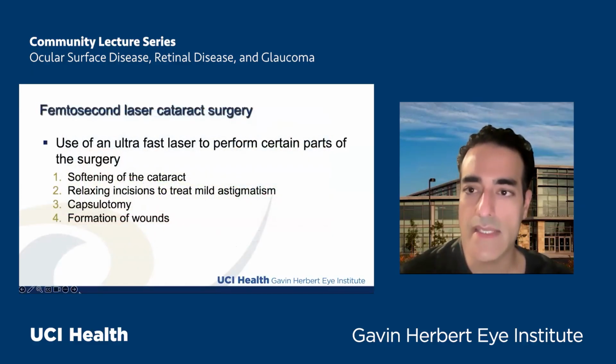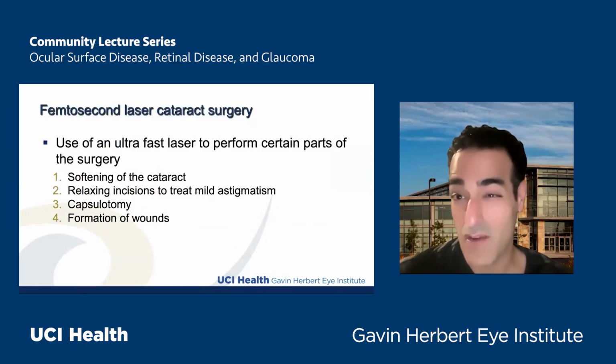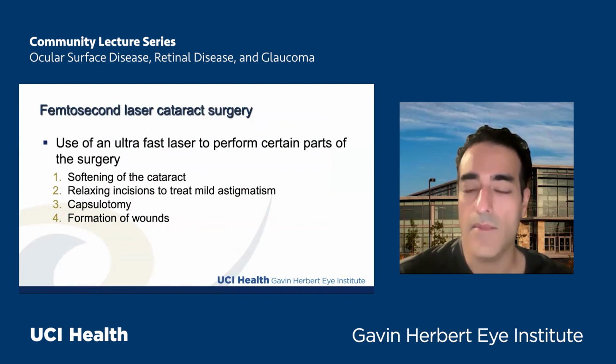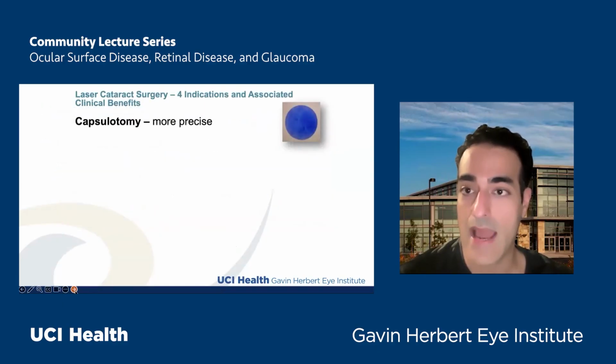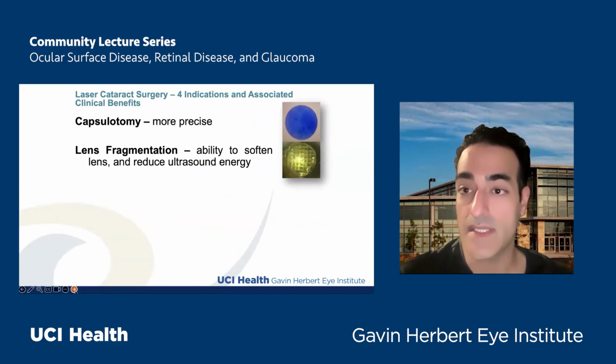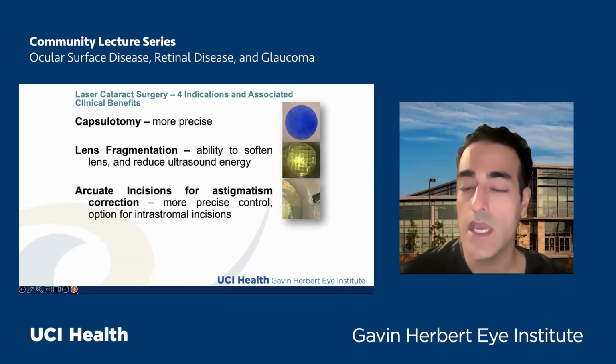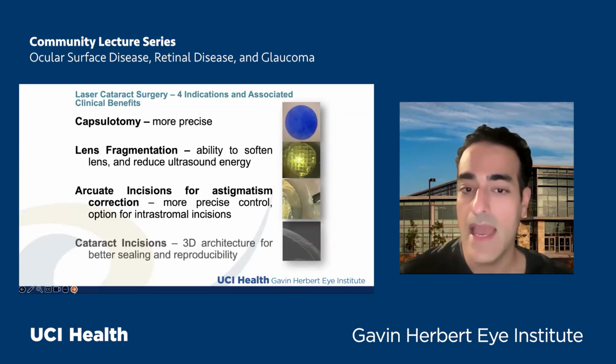Laser cataract surgery is another option. This is where we use a laser to assist with parts of the surgery. This is also not covered by insurance, so it's out-of-pocket, but the laser basically helps with different portions of the surgery, specifically with making the opening to the cataract, and then helping soften the cataract before we start the surgery, the ability to make incisions in the cornea to treat astigmatism, and then lastly, make the incision so we don't have to use blades.